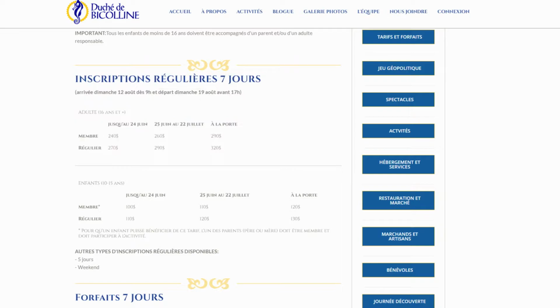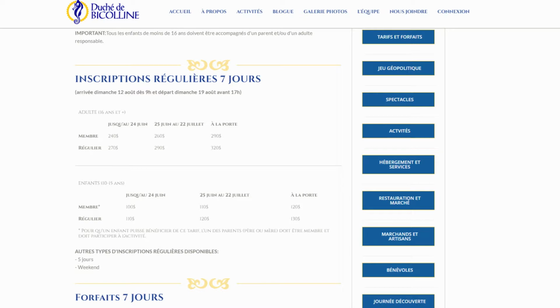So, here we have your 7-day tickets. For members, up until June 24th, this is what the costs are. If you are a member of Bicolline, you already have your member card, you're paying $240. If you're like me and you do not, you're paying $270. There's a $30 difference between these costs of tickets.